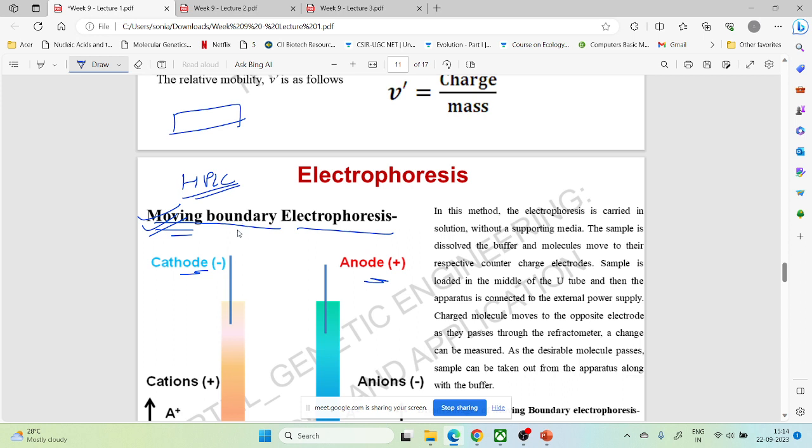Initially this was really used, but nowadays nobody really uses moving boundary electrophoresis. Everybody uses a cast gel to load the sample. So the electrophoresis is carried out in solution without a supporting media, meaning no gel was used here. The sample is dissolved in the buffer and molecules move towards their respective counter charges. Then the sample is loaded in the middle of the U tube. You can see here.